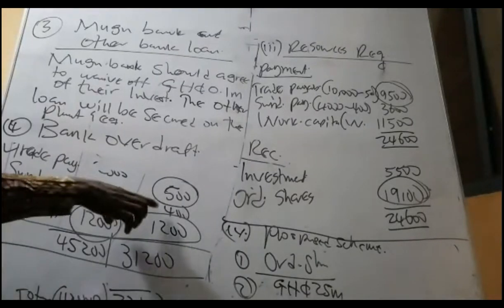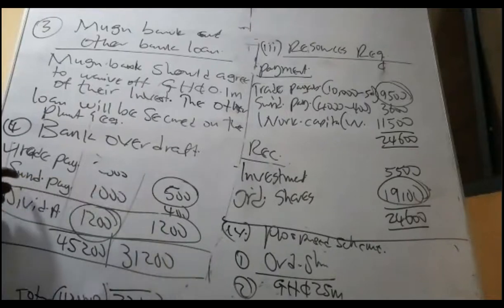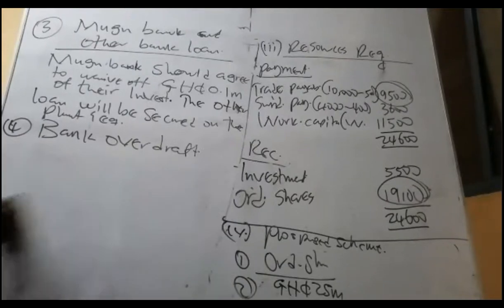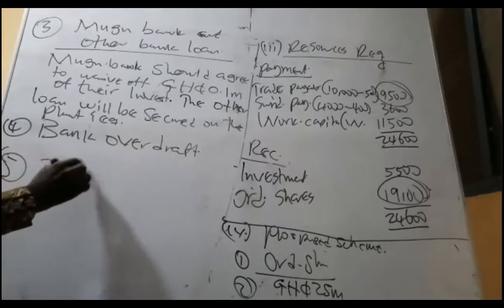The same thing applies to the sundry payable. They are losing 400, so I can take this section off. Let me take it off here. So number 5 is the trade payable.